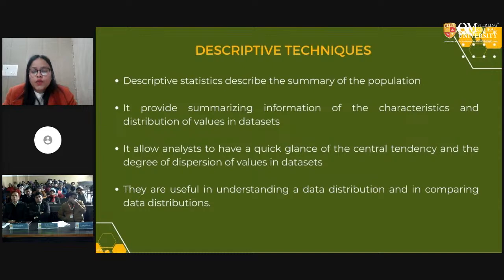So in order to get a quick glance and understand it, you can go for the central tendencies. For example, you can use the mean, median, and mode concepts, and you can understand your distribution, because whether your data is normally distributed or not normally distributed is very important in research. That is possible through descriptive techniques. Next slide.